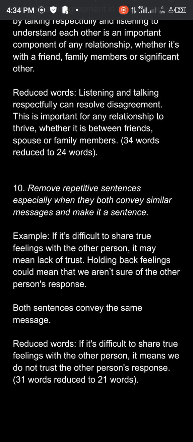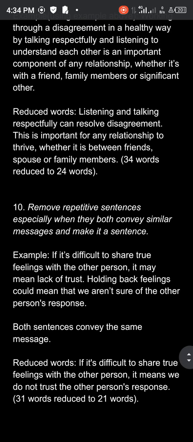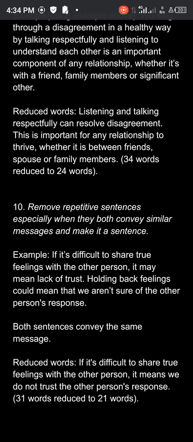Okay? So look at the reduced words now. If it's difficult to share true feelings with the other person, it means we do not trust the other person's response. Full stop. See? Everything now has been reduced. 31 words in the first example has now been reduced to 21 words. We have removed totally the second sentence. We convey everything in just one sentence.